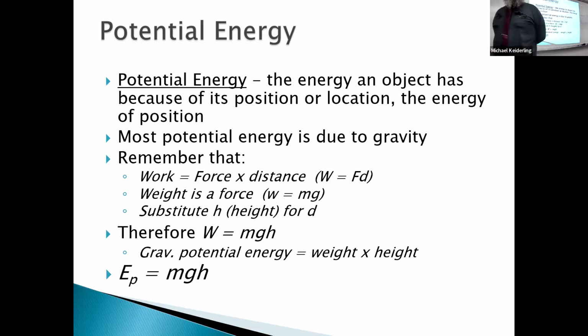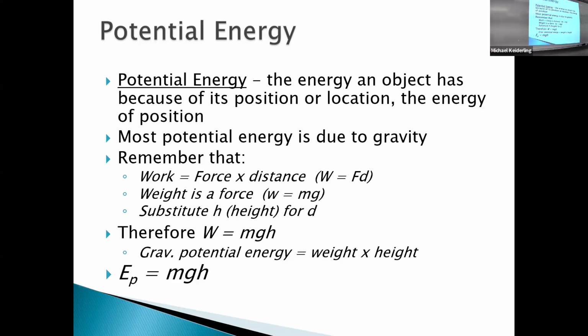So most potential energy we're going to talk about is due to gravity. Basically, we can store energy in position by raising things up. So work is force times distance. Weight is mg. So if we substitute in height for d, the work is mgh. Gravitational potential energy is mgh. That's the only sort of potential energy we're going to talk about, really.